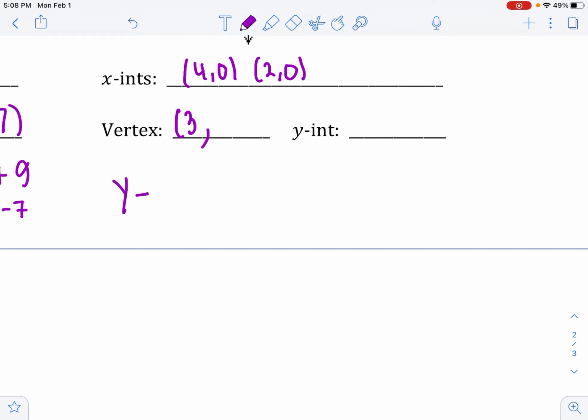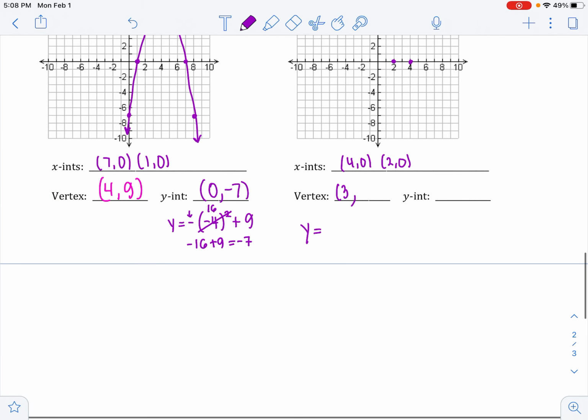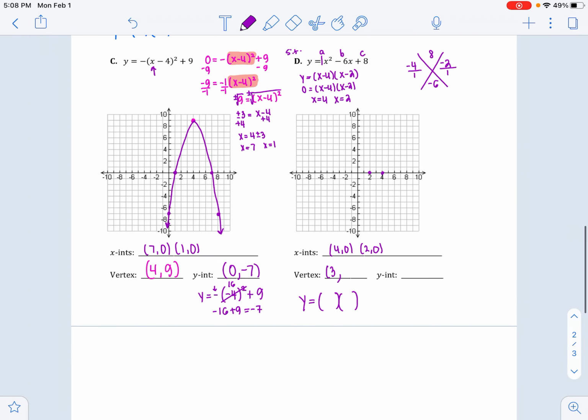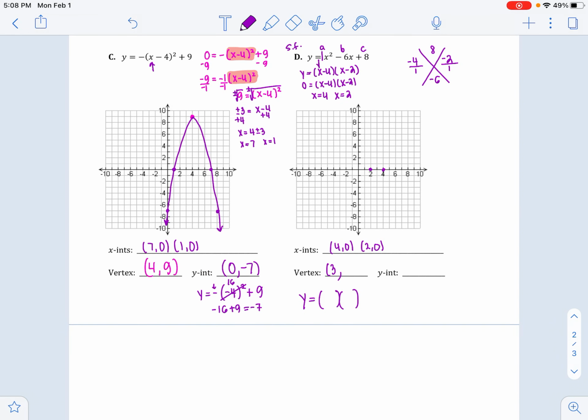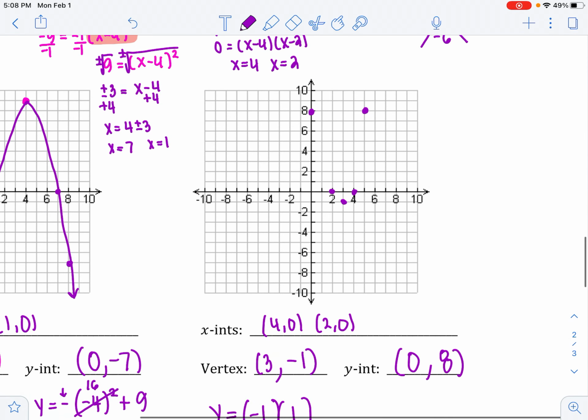Okay, now I need my y value, so I'm going to do y equals, and then I like to do my two sets of parentheses that I plug it into. So I'm plugging in 3 here and here. 3 minus 4 is negative 1. 3 minus 2 is 1. Negative 1 times 1 is negative 1. So 3, negative 1. Y-intercept, 0, comma. And this is in standard form, I can see C is 8. So 0, 8.